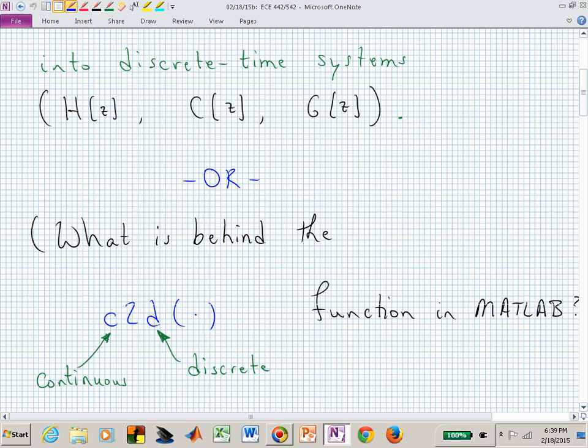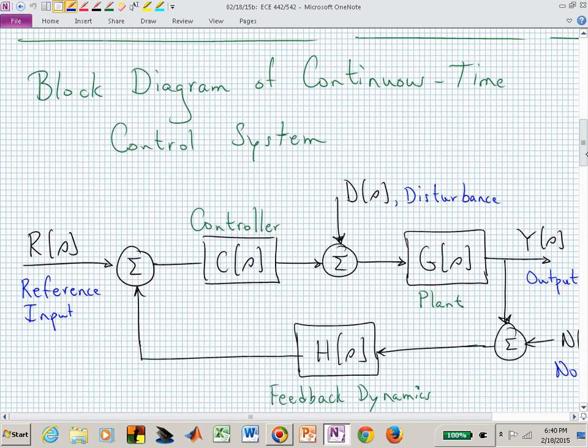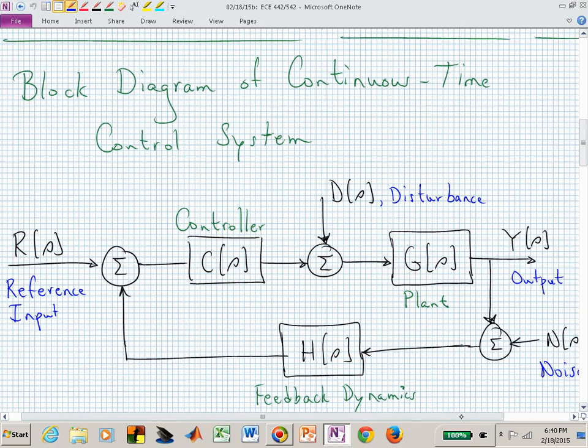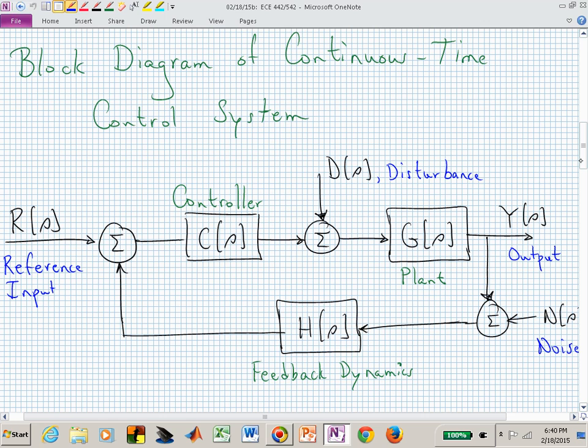There's a lot of different ways to go continuous to discrete. And that's what we're going to try to learn now, is how we can make that happen. Here is our, wow, a little bit large block diagram for a continuous time control system.